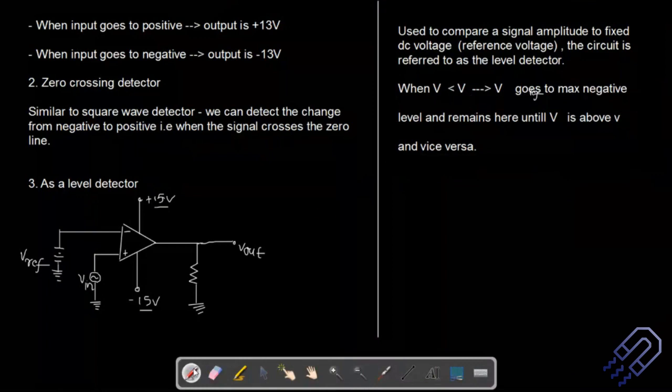So this is about the comparator, the applications of op-amp in different uses. You have to just look into this, and the questions might be objective as well as descriptive, as you can see. So that's it. This is actually a large topic which we have finally finished.